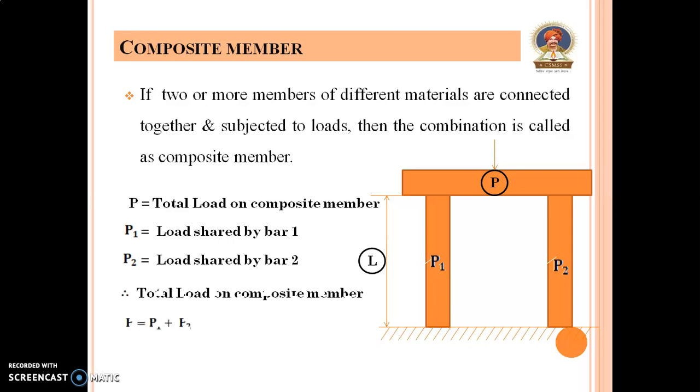Therefore, the total load on the composite member, P, is equal to P1 plus P2. Dear students, as we know, the formula for stress is equal to P by A. So here we are going to use P is equal to sigma into A. So the equation becomes P is equal to sigma 1 A1 plus sigma 2 A2.